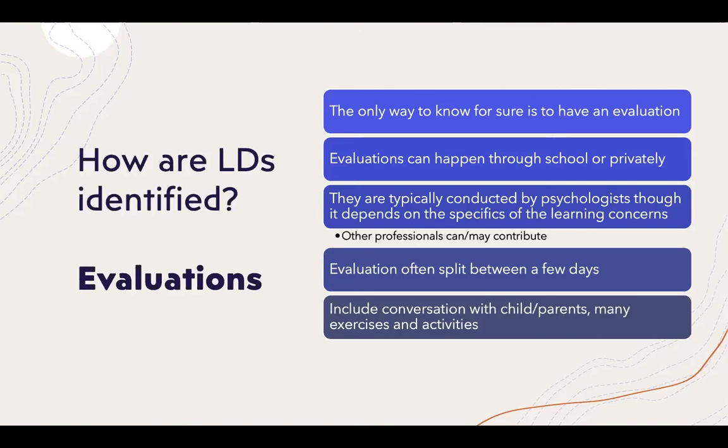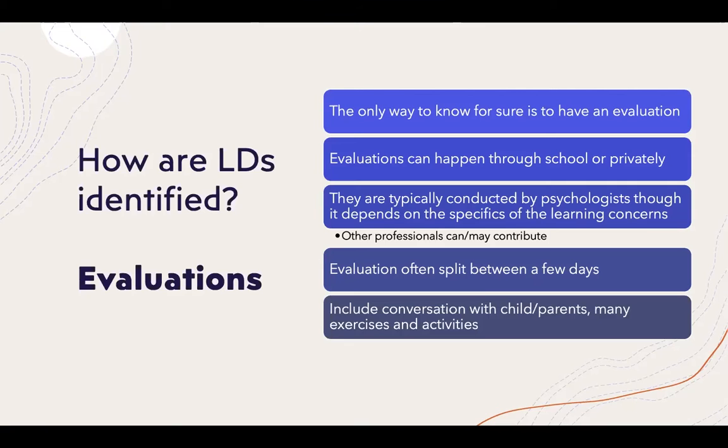So we're not expecting teachers or parents to identify learning disorders, although teachers and parents sometimes do have some pretty helpful suspicion, right? Some pretty good information that can really influence the process of evaluating. But the way to know whether or not a learning disorder is happening is a formal evaluation. And that can happen through the school, the public school system, or privately. And the assessments are typically conducted by educational psychologists or other kinds of psychologists, although it does depend on the specifics of the learning concern.